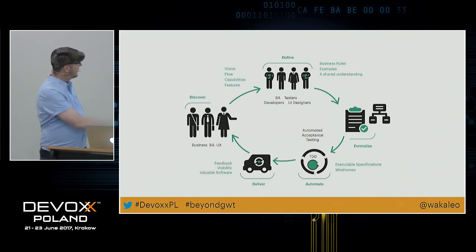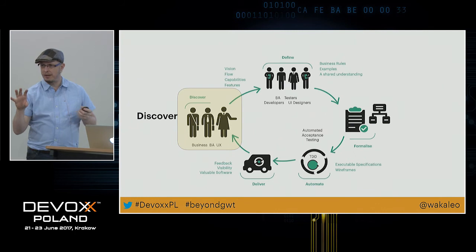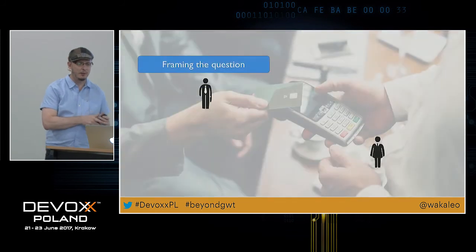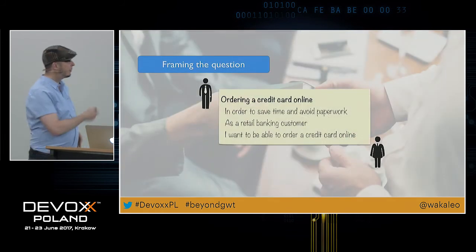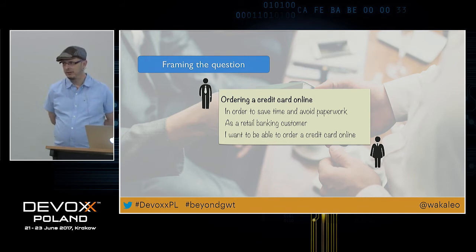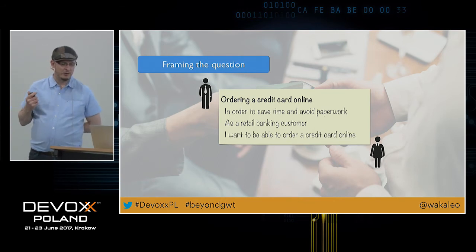And so if we go back to this little diagram, our discover phase, how would that actually work? So let's walk through how this would look if we're not diving into Cucumber, not going straight into given when then. First of all, we might come up with a requirement, ordering a credit card online. In order to save time and avoid paperwork, as a retail banking customer, I want to be able to order a credit card online. Sound fair enough? It's actually probably an epic or major feature. It's probably pretty massive, but still, for the example, it would suffice.